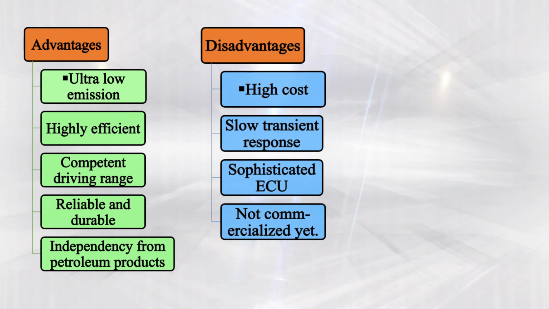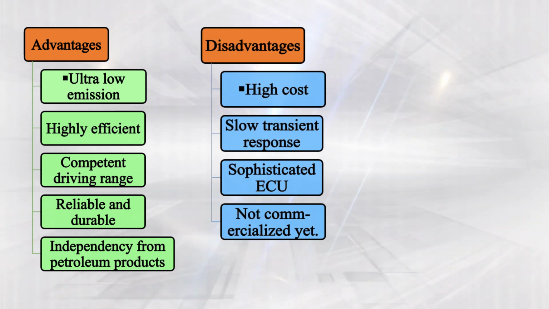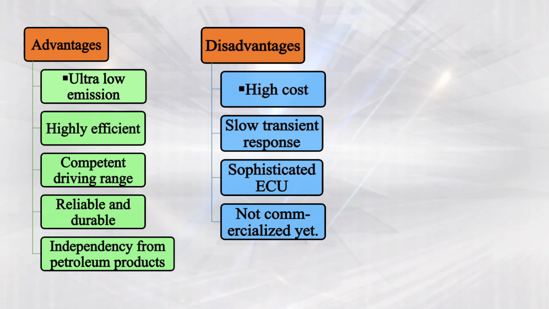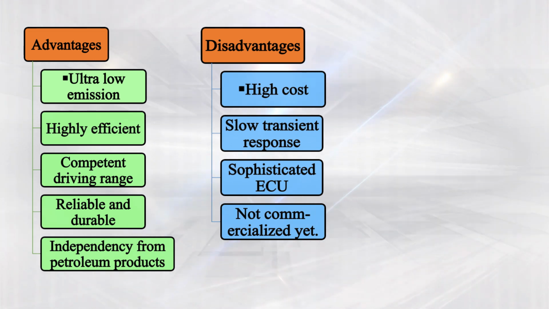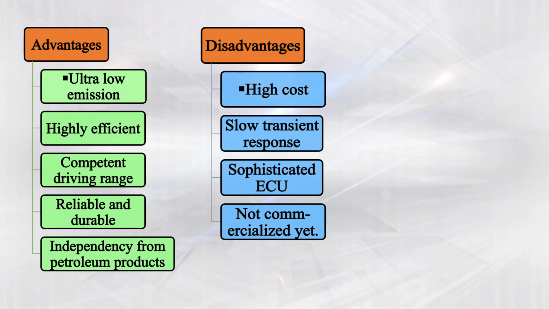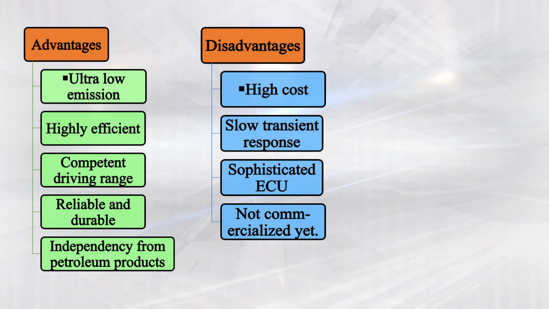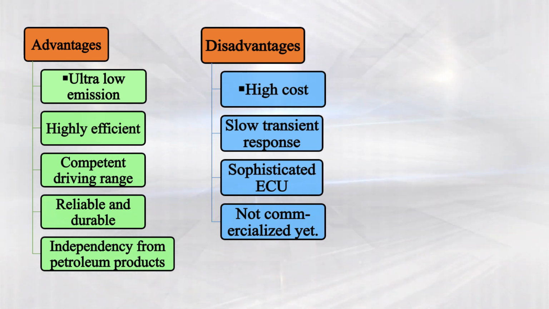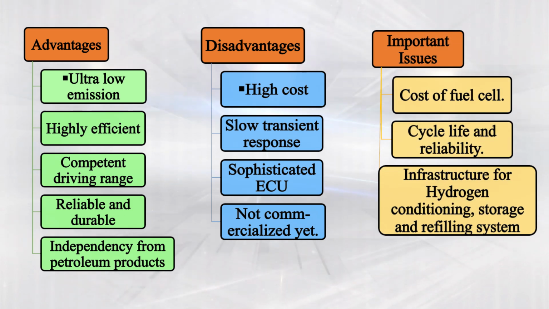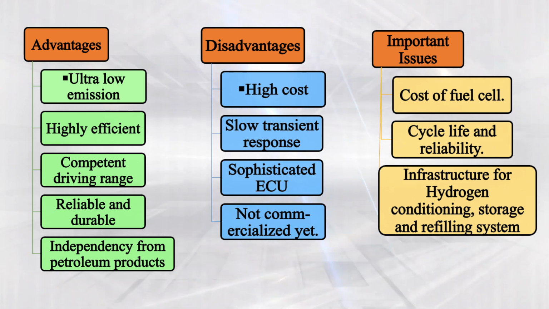If we talk about the disadvantages, then it has a high cost, slow transient response, a sophisticated electronics control unit is required, and the commercialization is still not as accelerated as it is in the case of the electric vehicle and hybrid electric vehicle. Some of the issues that the fuel cell vehicle is facing are the cost of the fuel cell, cycle life and reliability, and infrastructure for hydrogen conditioning, storage, refueling, production, etc. So, these are certain advantages, disadvantages and issues associated with this vehicle.